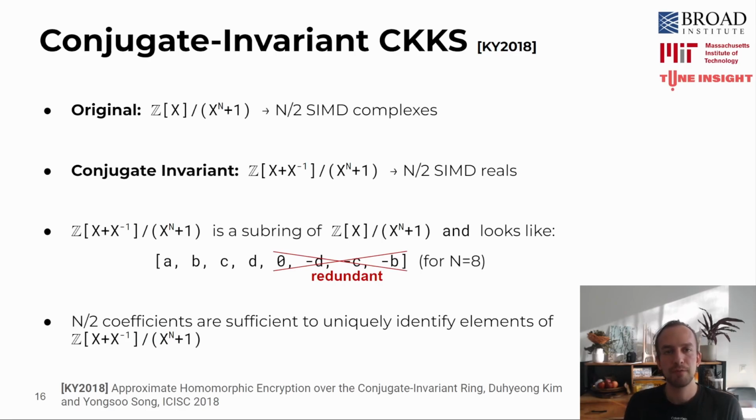To do so, they observed that the encoding of a pure real vector maps to a closed subring, and that this subring has redundancy in its representation. Technically, we are still encoding only n over 2 reals on n coefficients, but only half of these coefficients are sufficient to uniquely identify an element of this subring. This enables an efficient implementation, which is twice as fast as the one with a non-zero imaginary part.